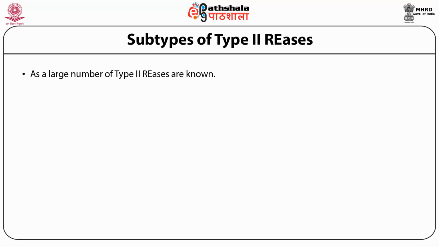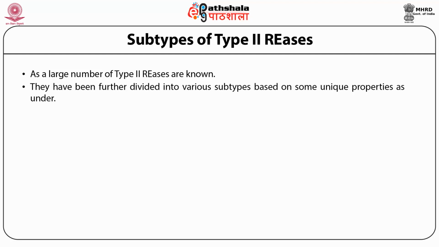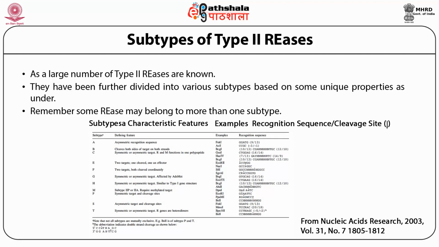As we just discussed, about 98% of the restriction endonucleases are type 2 restriction endonucleases. They have been further divided into various subtypes based on unique properties, as shown in the table below. But remember, some REases may belong to more than one subtype. Subtype A usually recognizes asymmetric sequences. One example is FokI. Then subtype B cleaves both sides of the target on both strands.